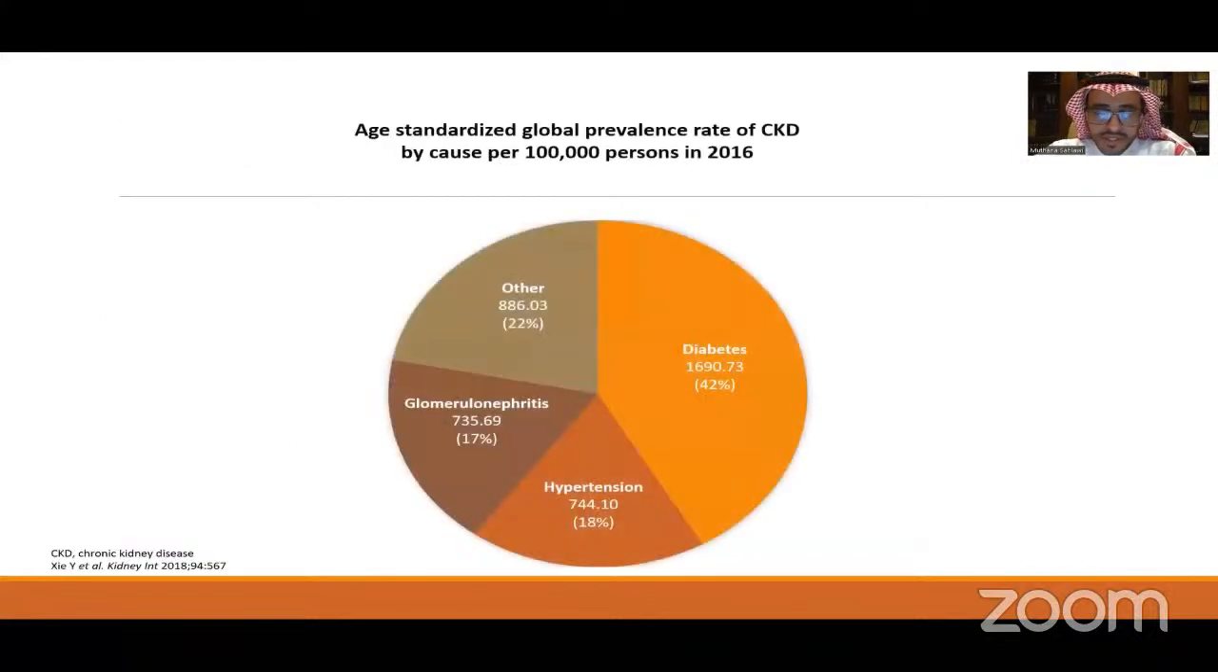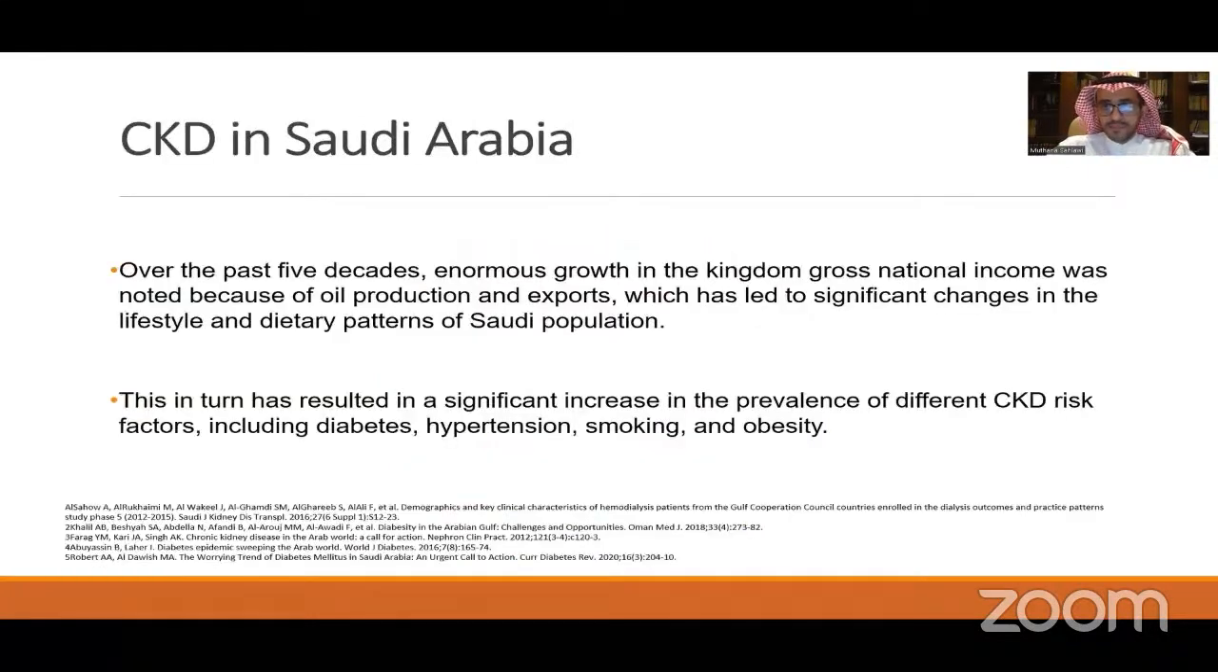So diabetes by far is the leading cause of CKD, followed by hypertension. But what about Saudi Arabia? Now, over the last 5 to 6 decades, there has been enormous growth in the kingdom's gross national income as a result of the advances in oil production and export. This has led to significant changes in the lifestyle and dietary pattern of the Saudi population. And as a result, this has led to a significant increase in the prevalence of different CKD risk factors, including diabetes, hypertension, sedentary lifestyle, smoking, and obesity.